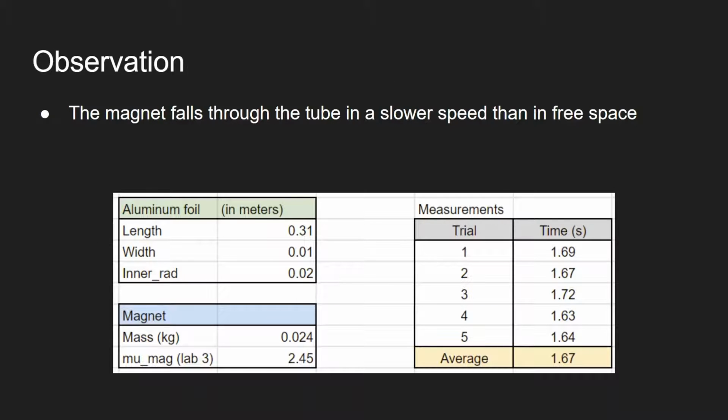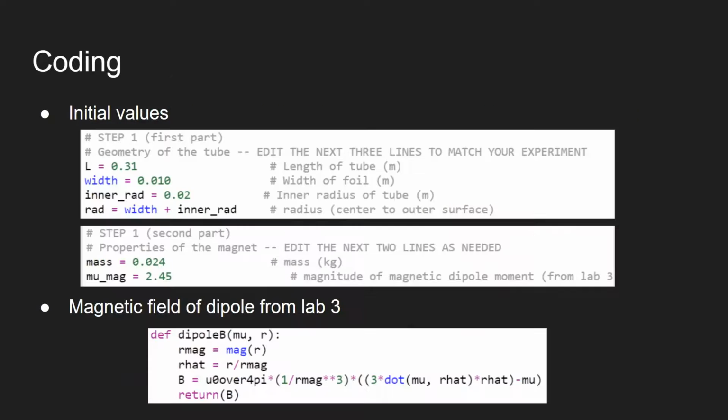The observation from the measurements shows that the magnet falls through a tube at a slower speed than it would in free space. Some initial conditions are listed below, and based on the measurements from 5 trials, the average time that it took for the magnet to fall through the tube was 1.67 seconds.